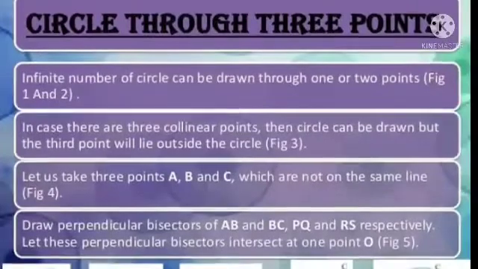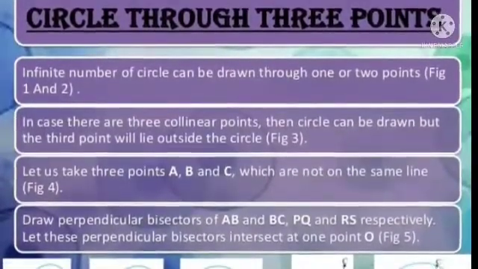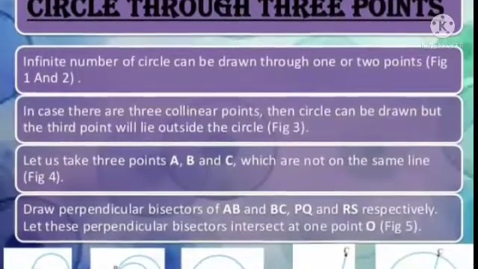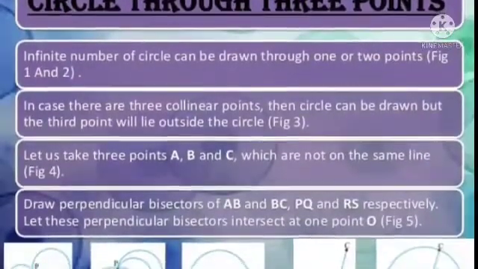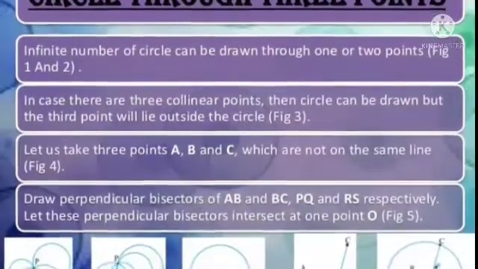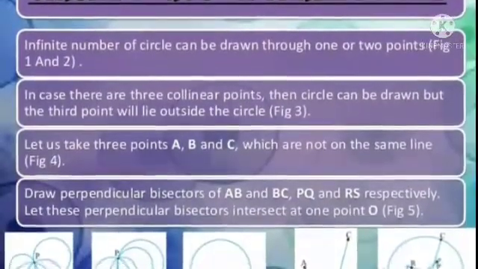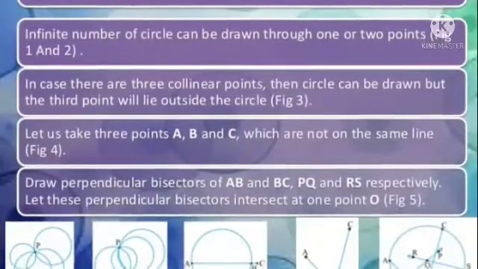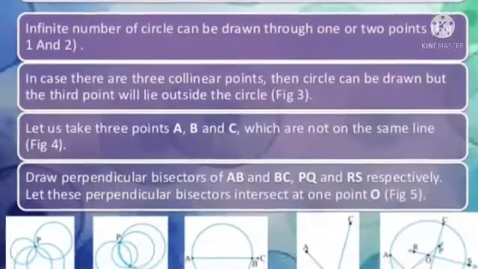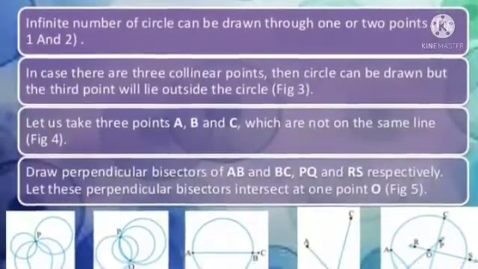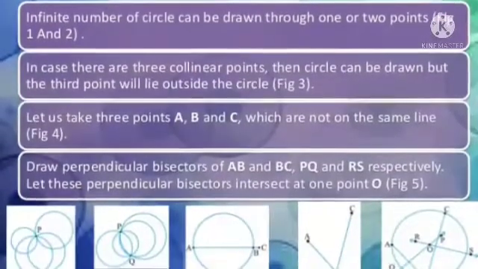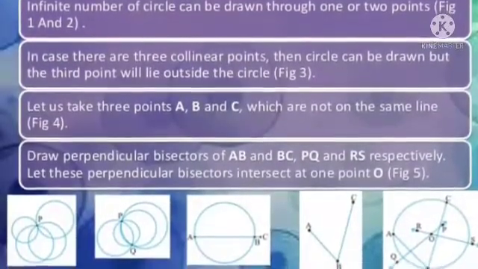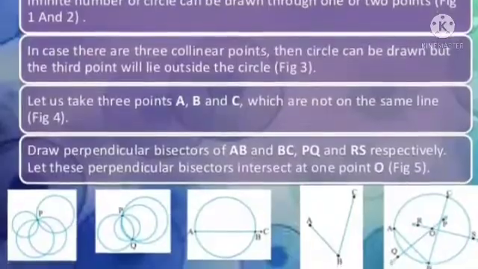Circle through 3 points. Infinite number of circles can be drawn through 1 or 2 points. In case there are 3 collinear points, then a circle cannot be drawn through all of them, as the third point will lie outside the circle. Let us take 3 points A, B and C which are not on the same line. Draw perpendicular bisectors of AB and BC, PQ and RS respectively. Let these perpendicular bisectors intersect at one point, that is O.